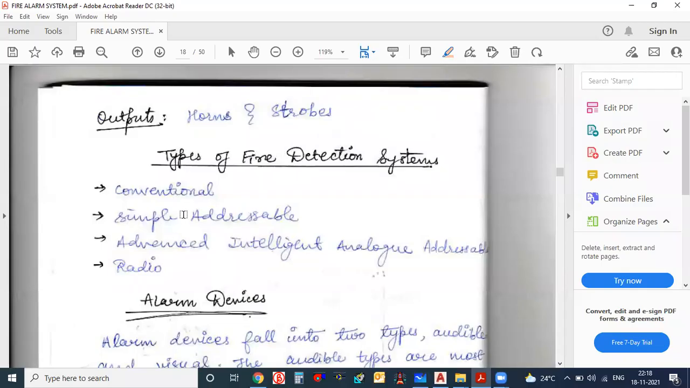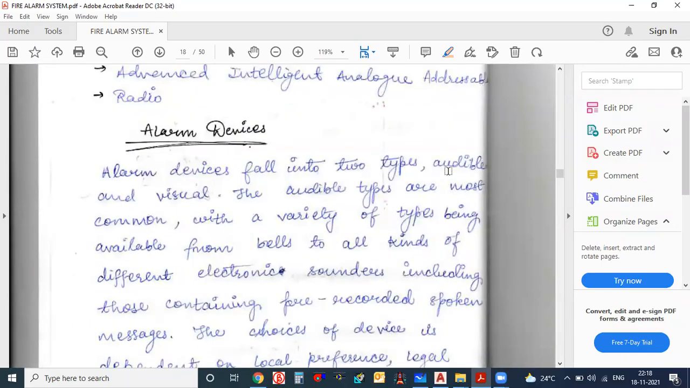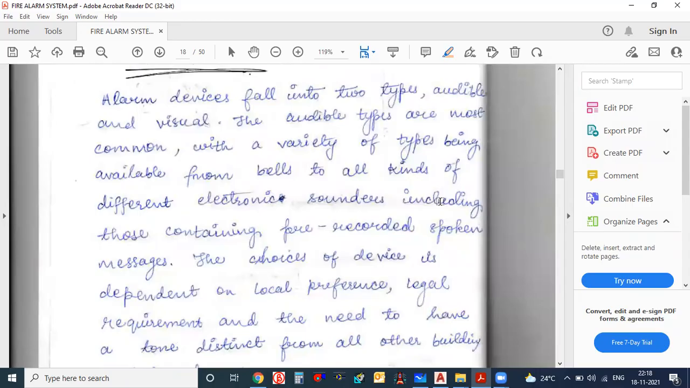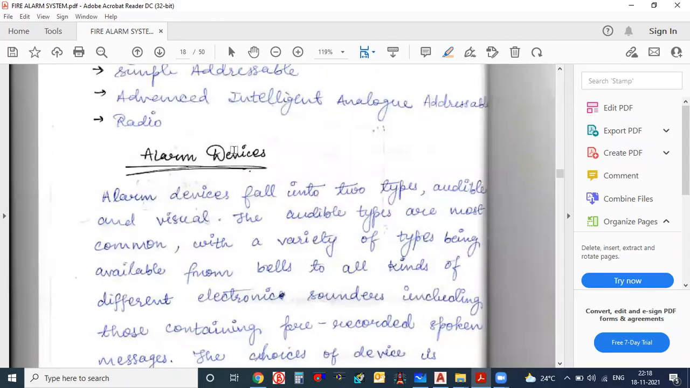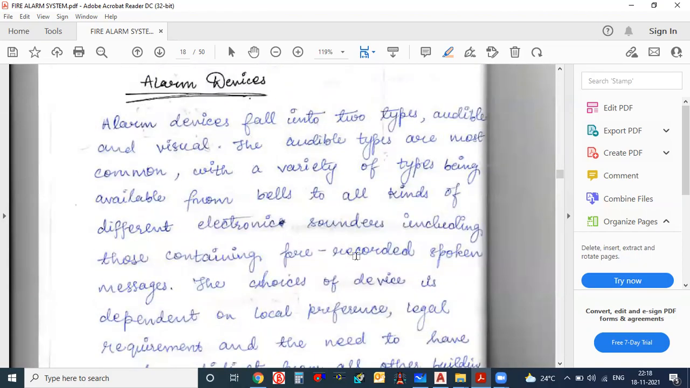Types of fire alarm, again the same thing has come: conventional, simple, addressable. Alarm devices fall into two types: audible and visual. The audible type are most common, with a variety of types available, from bells to all kinds of different electronic sounders. One is the audible, so all the bells, speakers, sound, horns, strobes, I think everything comes under audible. But let us see what the visual is.